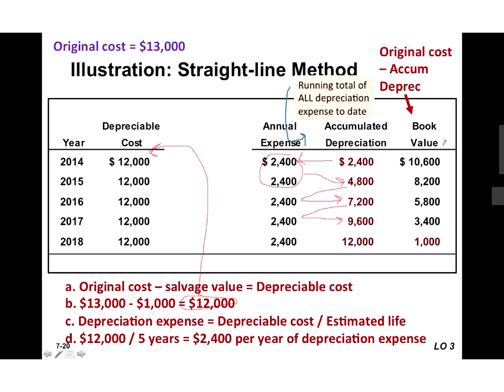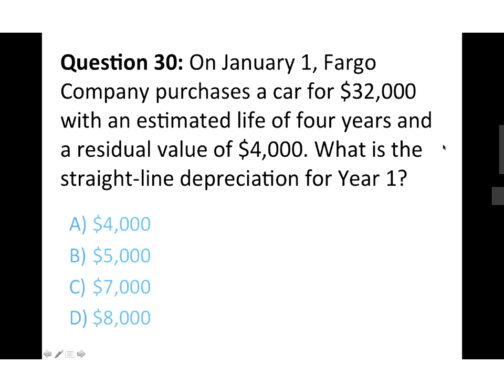Okay, so what we're going to do now is we are going to do a question where you get to calculate depreciation. So before I push the question out to you, I want to walk through it. On January 1st, Fargo Company purchases the car for $32,000 with an estimated life of 4 years and a residual value of $4,000. What is the straight line depreciation expense for year one? I'm saying how much straight line depreciation expense would there be for the first year?